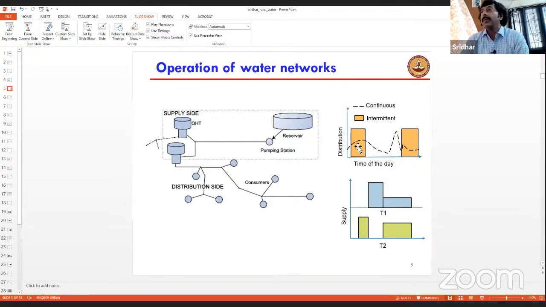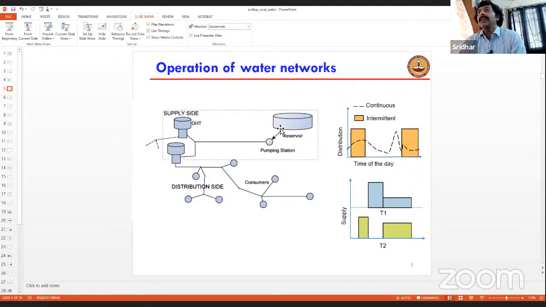So if water comes in the morning, then the customer, the end user, or the farmer, or whoever it is, has to store that water. It could be in large concrete sumps, overhead tanks or plastic tanks, or if they are not so fortunate, then it has to be stored in small buckets and utensils and so on. So that is basically the difference between continuous and intermittent supply and distribution.